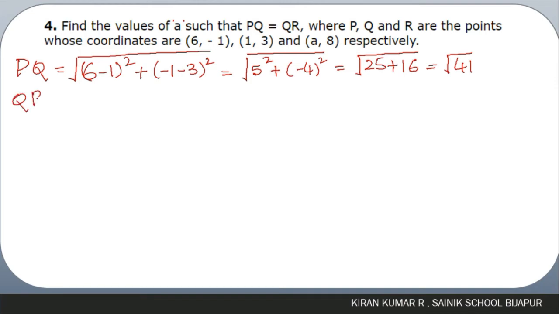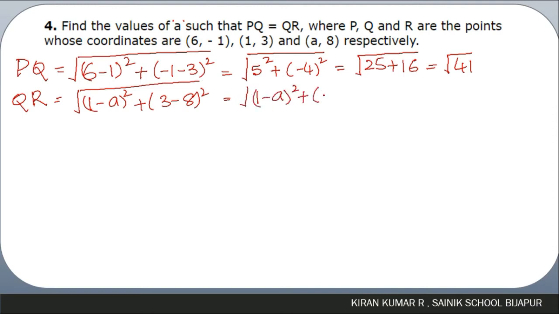Let us find the length of QR. QR will be under root (1 minus a) whole square plus (3 minus 8) whole square, which is nothing but (1 minus a) whole square plus (3 minus 8 is negative 5) square. On further simplification, we get (1 minus a) whole square plus 25.